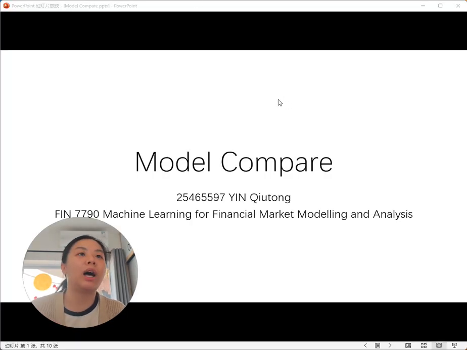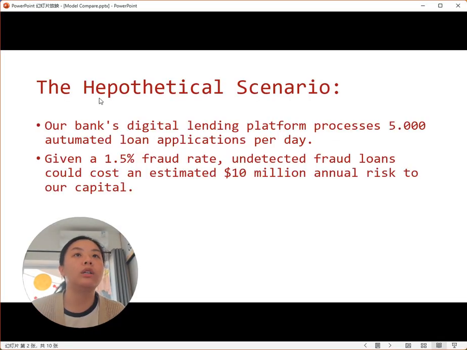I am Autumn. I'm going to talk about my individual project about the model comparison. Here is my hypothetical scenario.